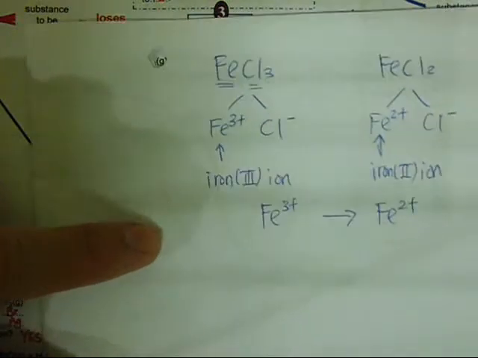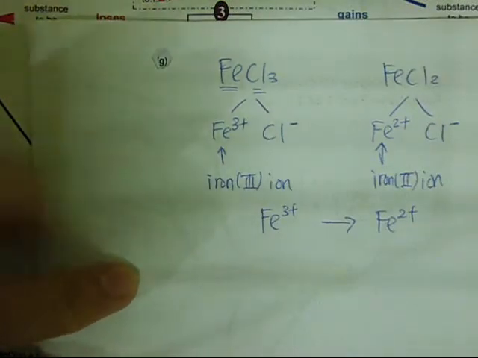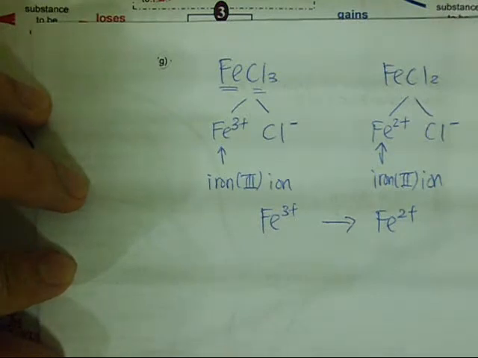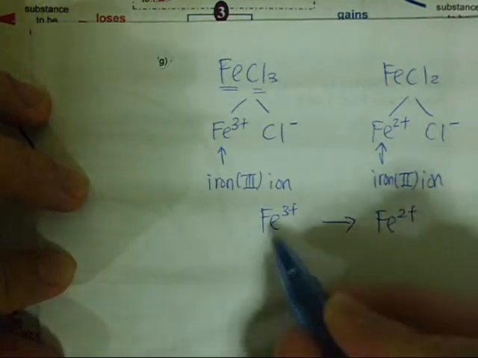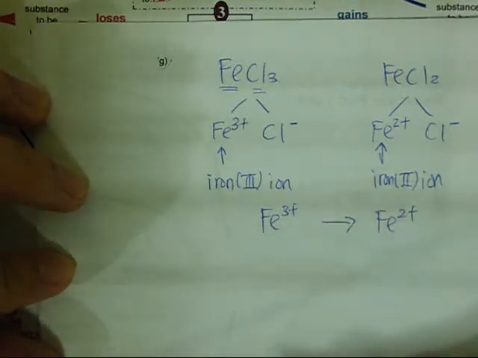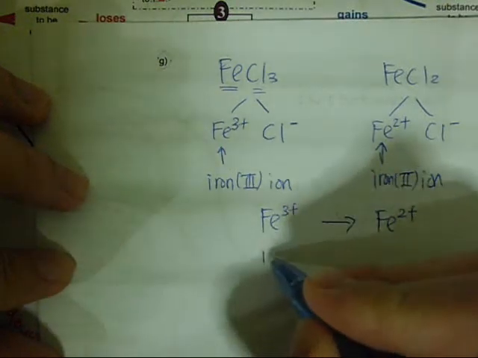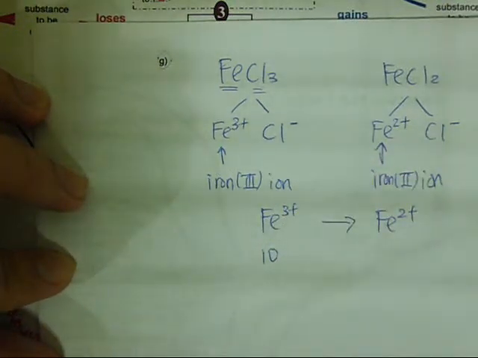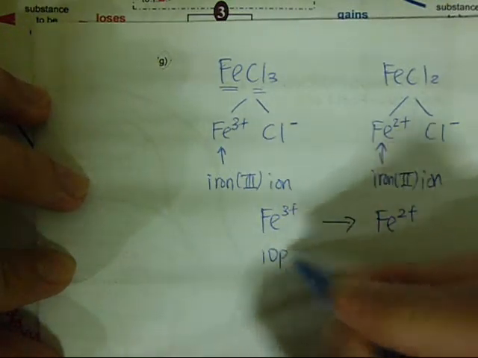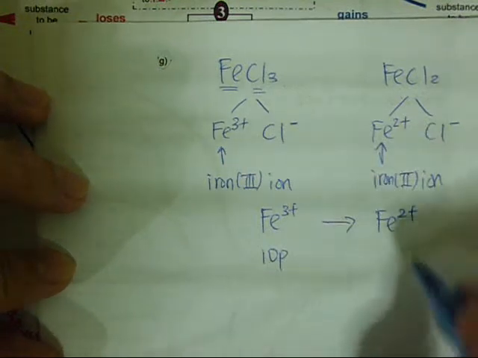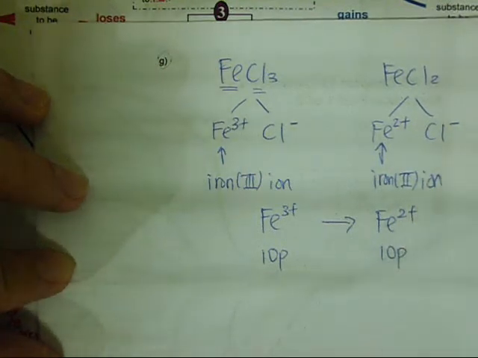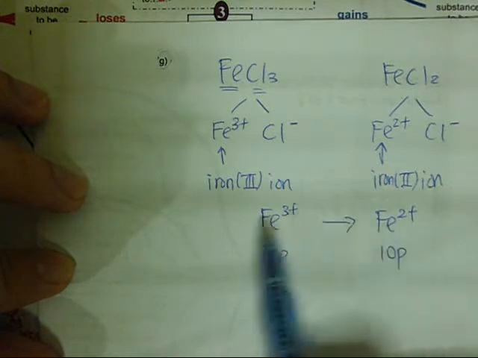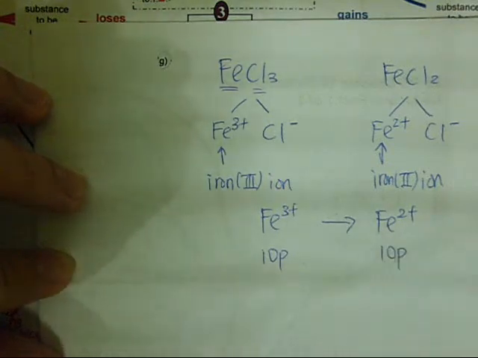So how do we find out whether it's a gain or loss of electron? What you can do is assume a certain number of protons. Let's say your lucky number is 10, so you assume that iron 3 plus has 10 protons. Iron 2 plus will also have 10 protons, because they are the same substance. The same substance must have the same number of protons.